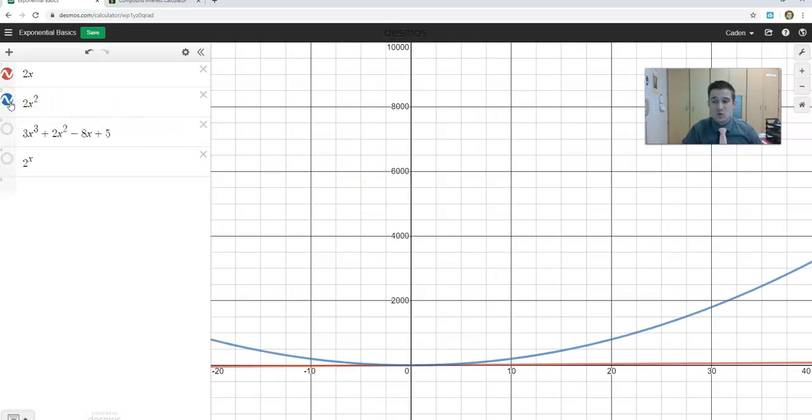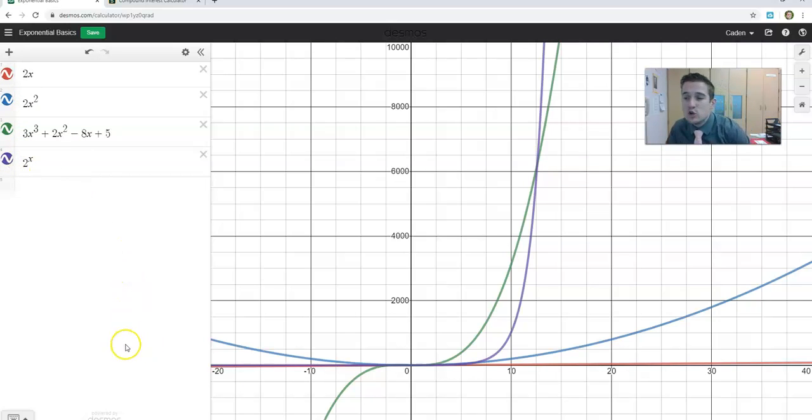Y equals 2x squared, that's a quadratic expression, so that's going to be a parabola, this big U, so it kind of goes out like this. This expression right here, 3x cubed plus 2x squared minus 8x plus 5, that's this green one right here. That's a cubic function. It kind of goes on this rising roller coaster type situation. And then this last one is an exponential function, y equals 2 to the x power. Notice how fast it increases. It starts off really low and it just starts to skyrocket.